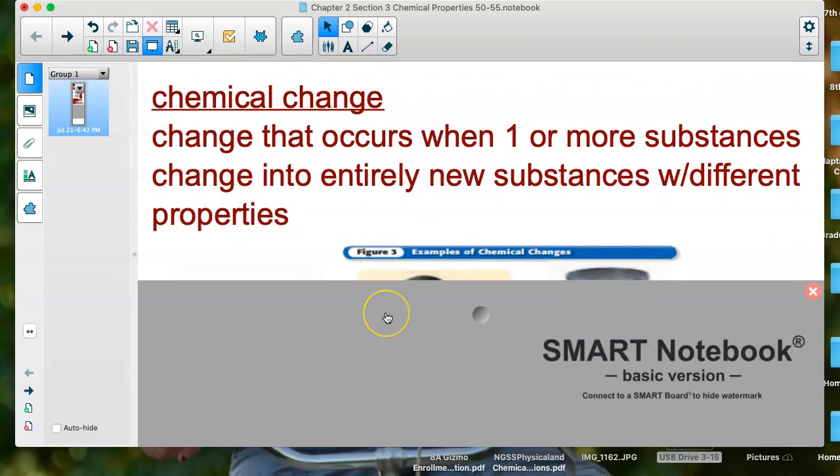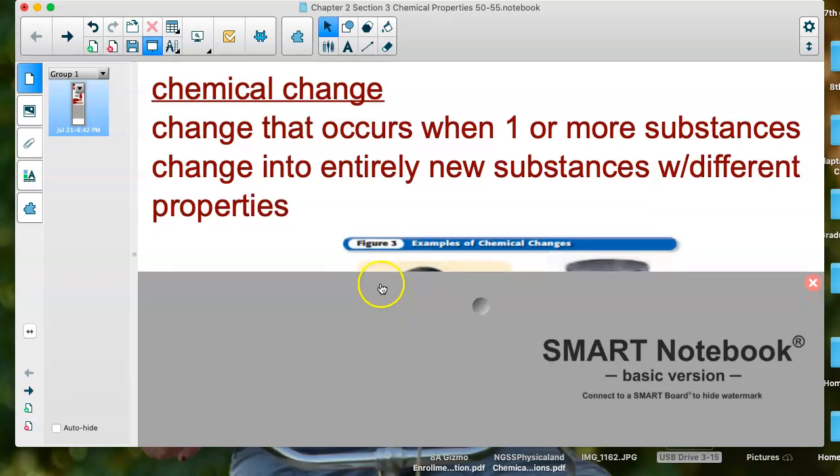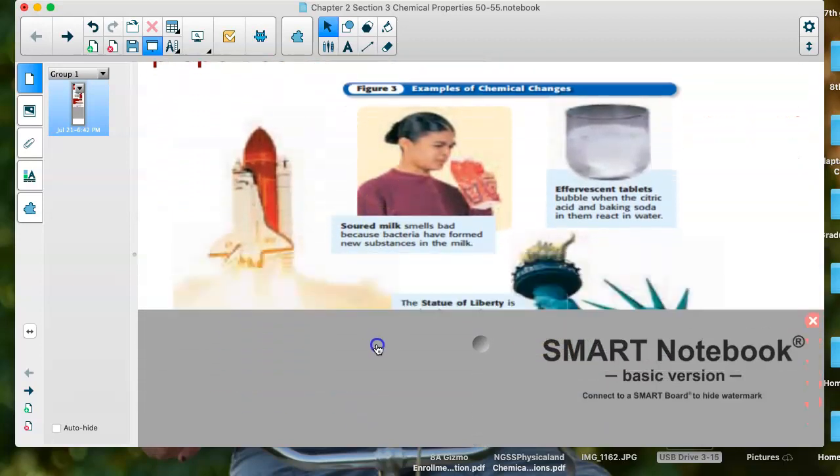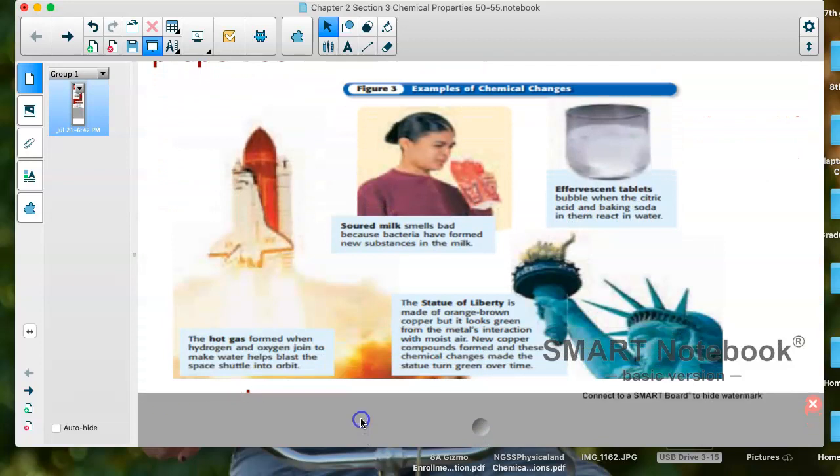So chemical changes, one or more substances change into an entirely new substance that now has completely different properties than what we started with. Think about when you bake a cake, right? You throw all these ingredients together and now you have this wonderful cake when you're done. You can't separate those ingredients back out. You have something completely different when you're finished. So some other examples that your book used, soured milk. I love that picture, by the way.